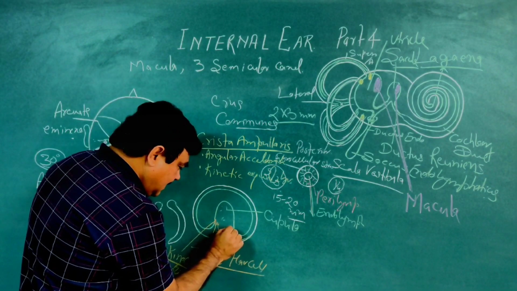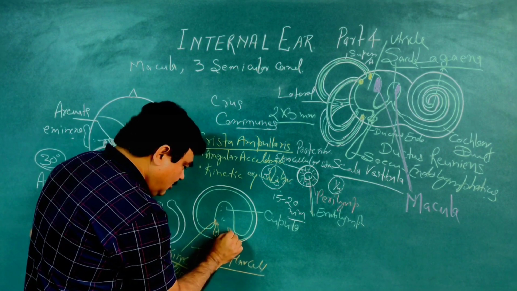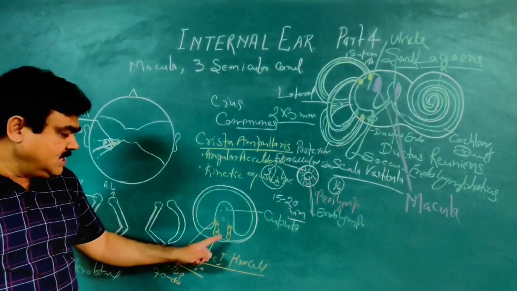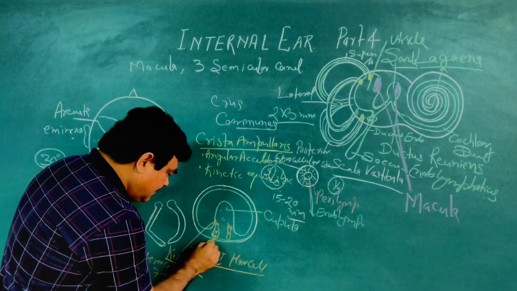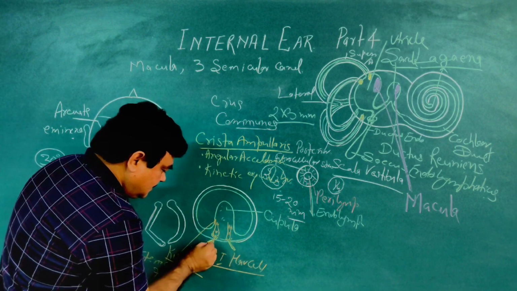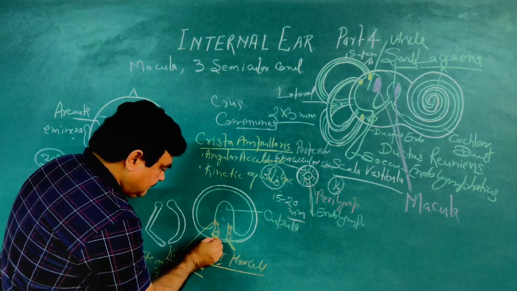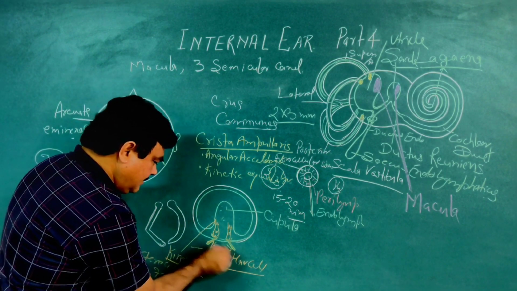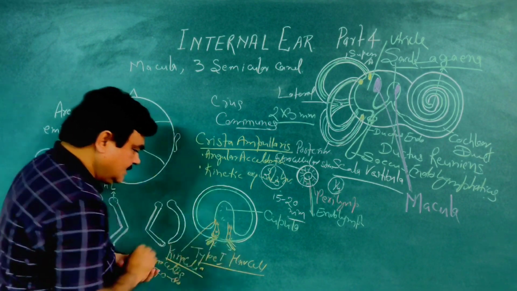The sensory cell is an elongated columnar cell. It has also kinocilium and stereocilia. Here is the nerve which is attached to this. This is afferent nerve, and some efferent also goes to this.